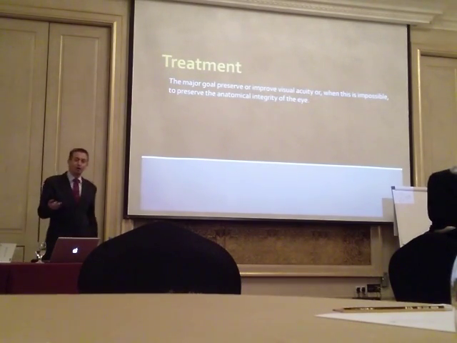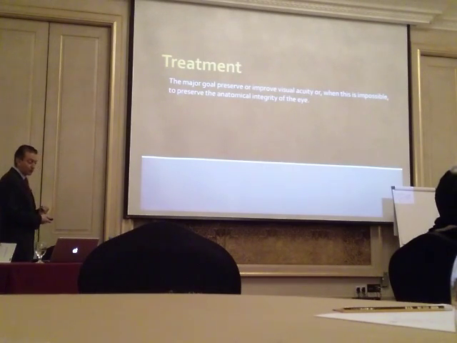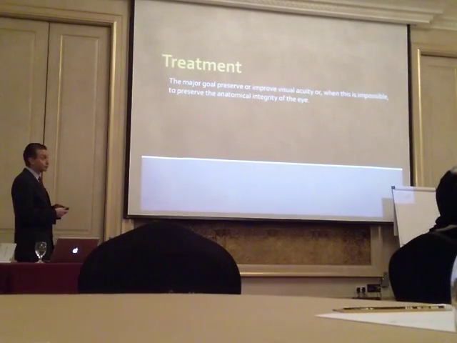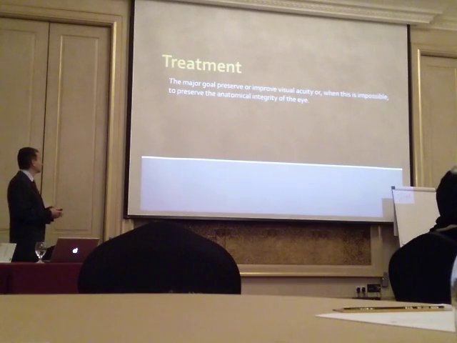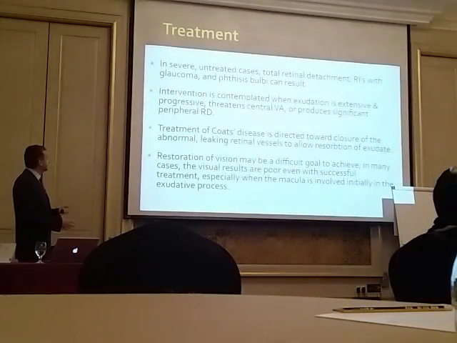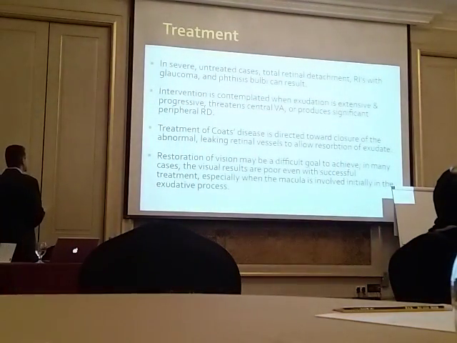Now, what is the treatment? Well, it depends on where you are in your disease, but the philosophy behind treatment of Coats disease is basically that you want to preserve visual acuity. You want to treat when this is possible without causing much damage. And if in more advanced cases the visual acuity is severely affected, you just want to preserve the anatomical integrity of the eye. So in severe untreated cases, you have total retinal detachment, as I said before, you have rubeosis, you have glaucoma, and you have phthisis bulbi, which can result. So that's why the treatment is important.